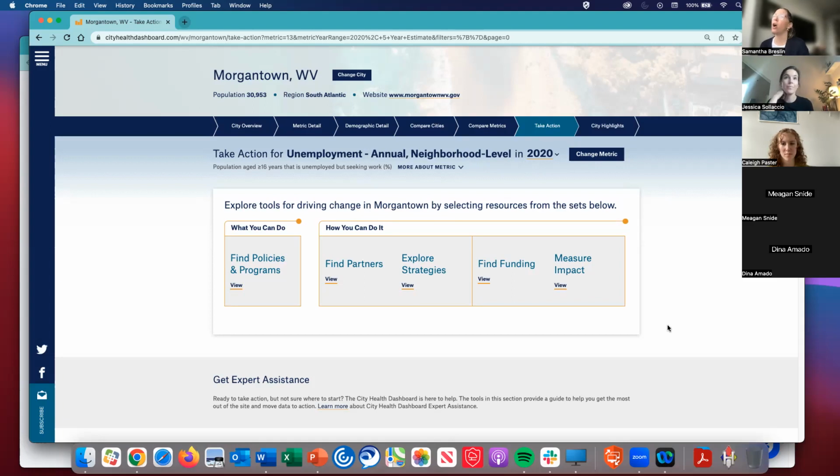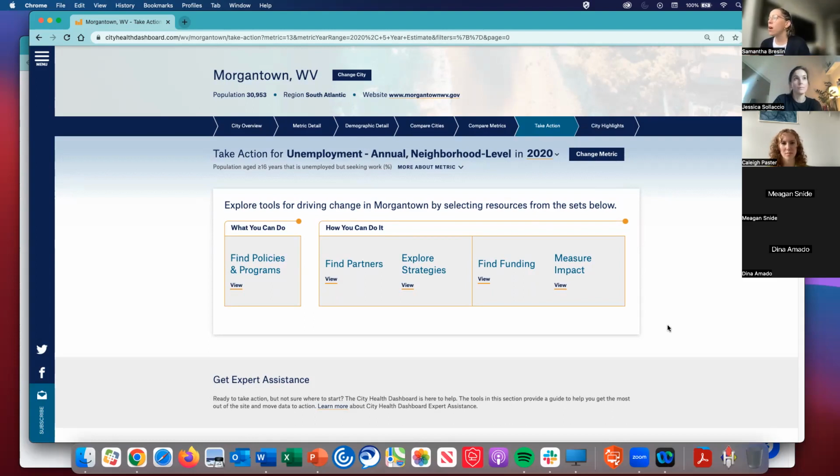I know that our unemployment rate is pretty high, but now what? What can I do with this information? I don't really know how to put it into practice in my city government, in my health department. I just don't know what that next step is.